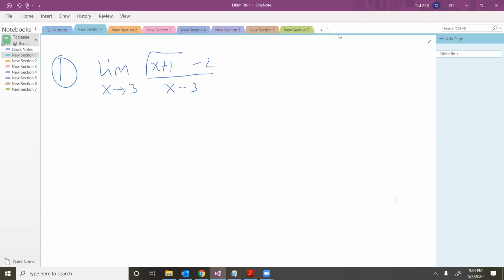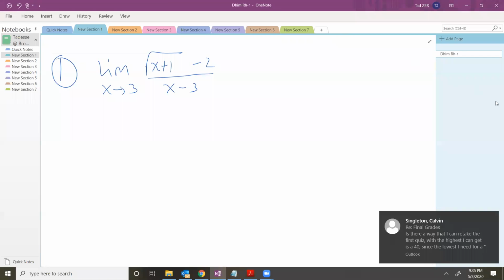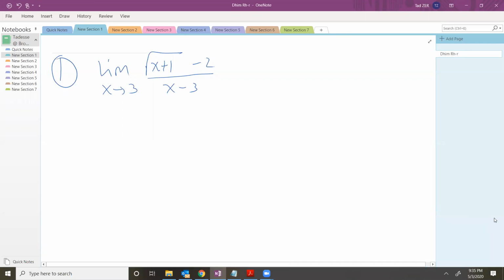This is Tadessa. In this video, we'll see some reviews from limit and some integral questions. The first question says, find the limit of square root of x plus 1 minus 2 over x minus 3 as x approaches 3. We do have a lot of examples. If you go back to the previous videos, I believe we have 2 or 3 videos which are exactly similar to this one, so you can review that, and then let's do this one again.